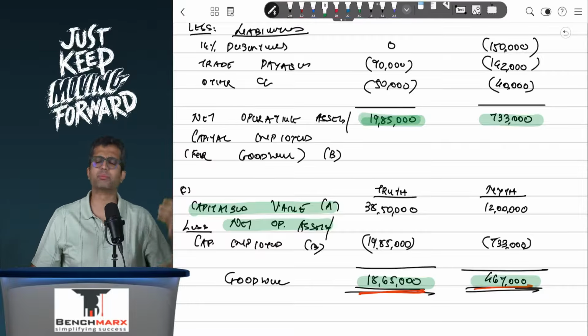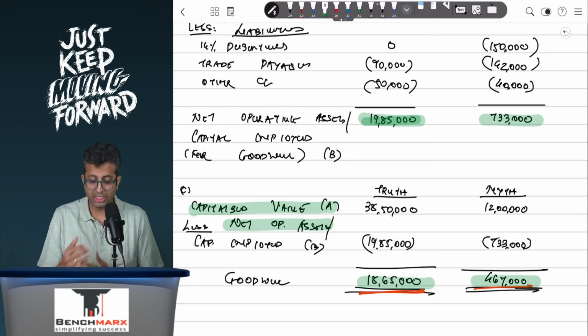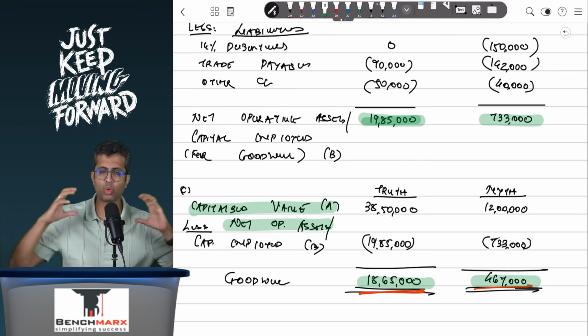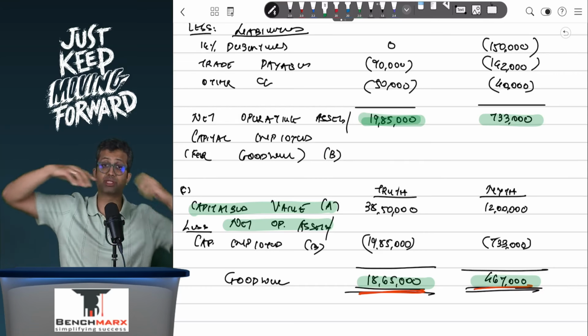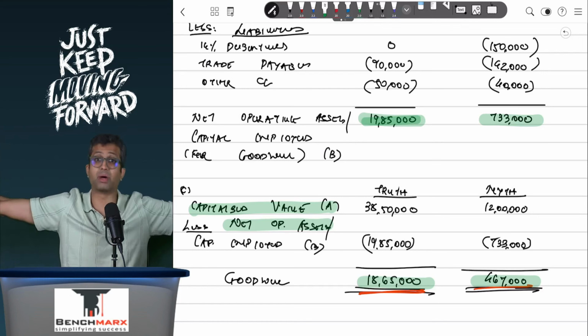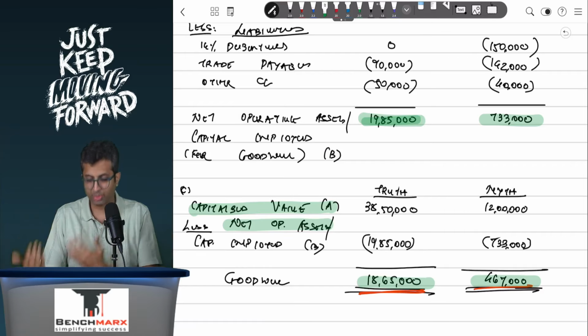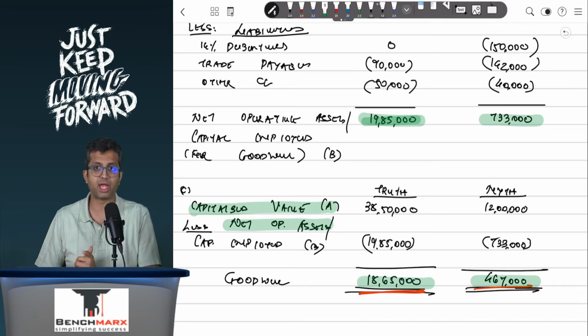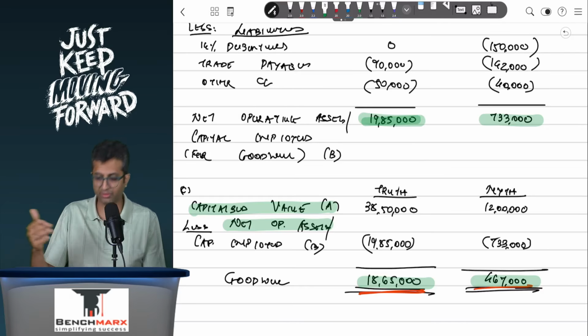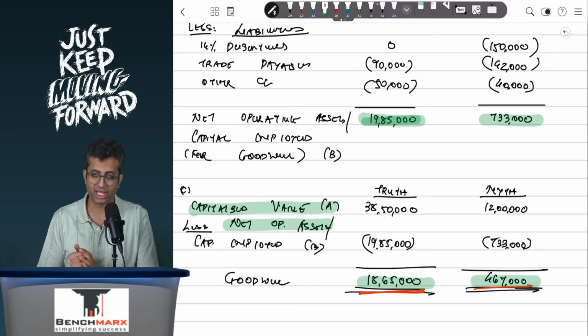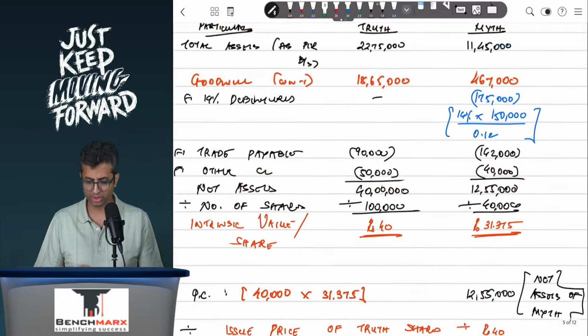It's a slightly different method of calculating goodwill. You are not finding goodwill directly. You are saying that whatever is the profit, capitalized at 18%, gives you the capitalized value of the entire business, like the market cap. However, as per your net operating assets, they're coming to 1985 and 733, and hence if your market cap is around 38 lakh 50, whereas 1985 are your operating assets, the remaining 1865 is attributable towards goodwill, or 467 as the case may be.